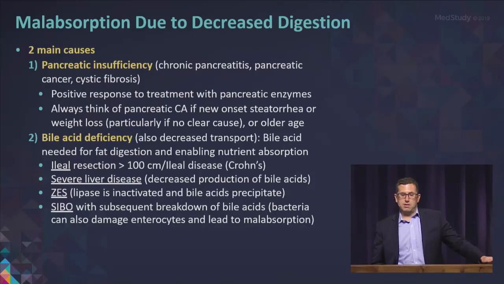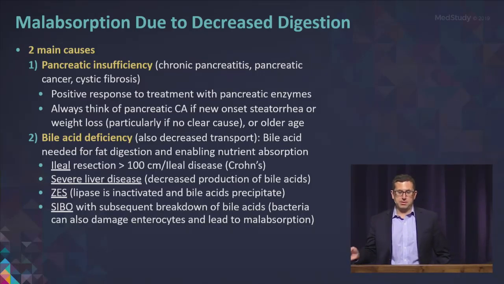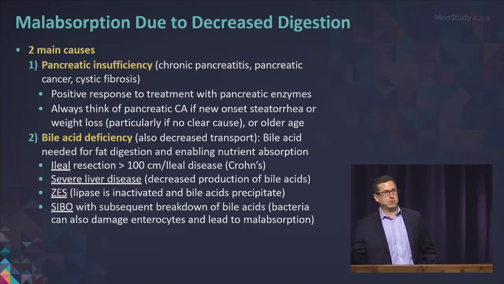So now we're going to switch gears and talk about decreased digestion as a cause of malabsorption. So really, there are two main causes. One is pancreatic insufficiency, and the other is bile acid deficiency. So pancreatic insufficiency, for example, could be seen in chronic pancreatitis. So these patients will have a positive response to treatment with pancreatic enzymes, and it's important to note that you should always think of pancreatic cancer in these settings because this obviously needs to be ruled out before you could assume that someone just has chronic pancreatitis.